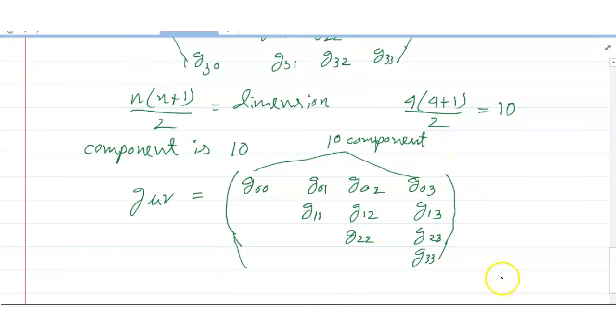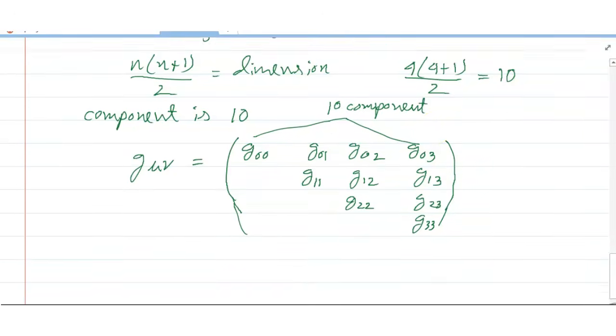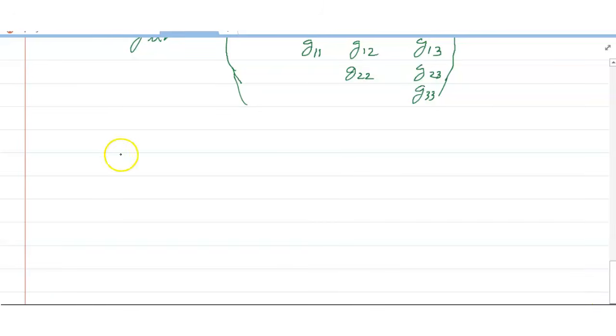And now, similarly, the stress tensor T mu nu is equal to T nu mu, as it is symmetric.